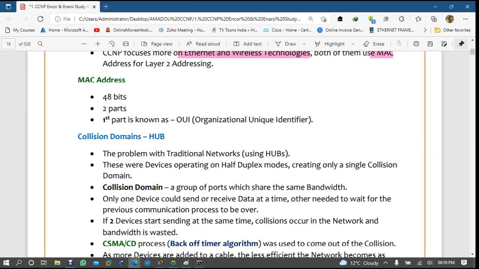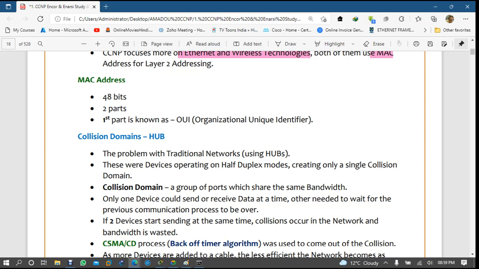So the MAC address is of 48 bits, and it is divided into two parts. The first part is known as the organizational unique identifier. In that you will come to know that this MAC address is of Cisco Systems or Juniper Systems or MikroTik. And the other 24 bit, who decides that one?